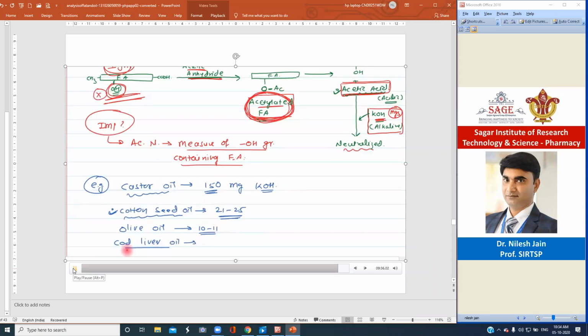And in cod liver oil, in this case, the acetyl number is very low, approximately 0 to 1. So for all practical purposes, we can say that almost nil quantity of OH group containing fatty acids are there in the cod liver oil.